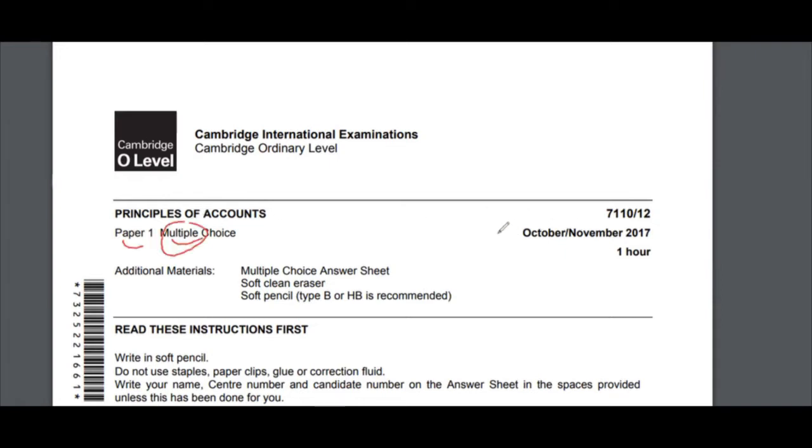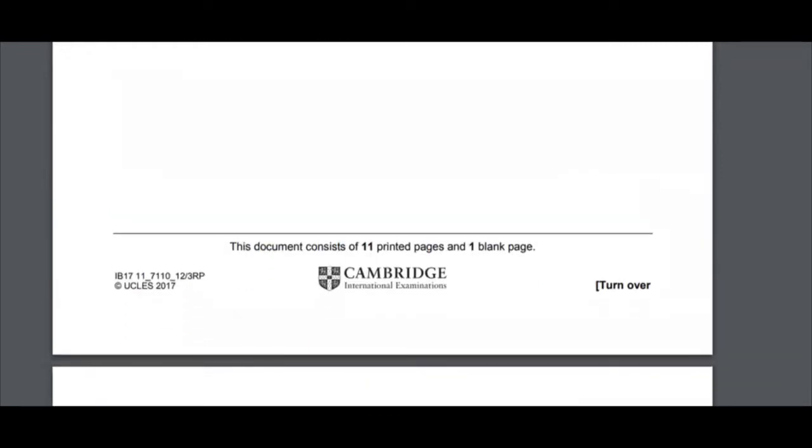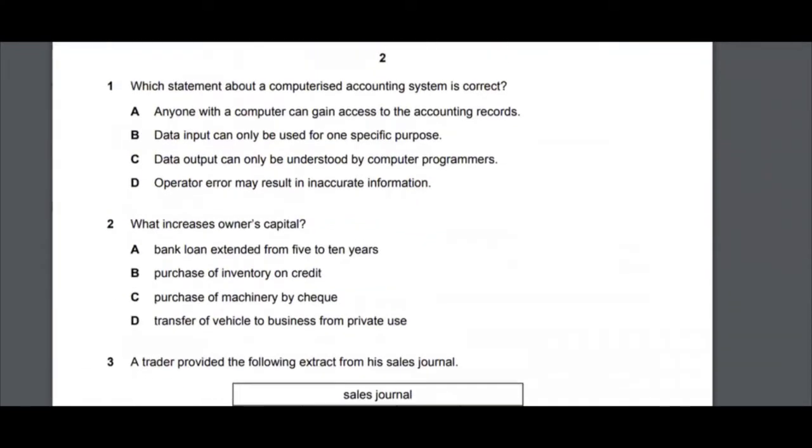choice questions. We will be looking at the October-November 27 exam, paper 1, variant 2, variant 12. So let's get started with the questions. We have 30 multiple choice questions to cover. So multiple choice number 1. Multiple choice number 1 is about computerized system.